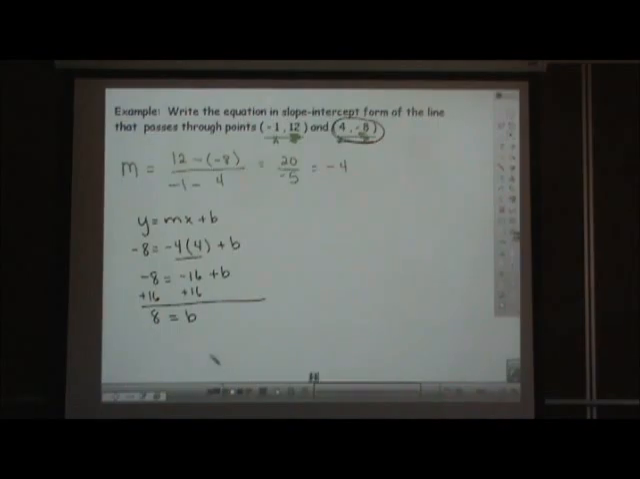Now, just remember, once you find b and you found m here in the first step, those are the only two numbers that appear in your final equation. So start with y equals, and then your slope, -4 times x, and then since b is +8, plus 8, and there's your equation for the line that goes through that set of ordered pairs that was given to you.